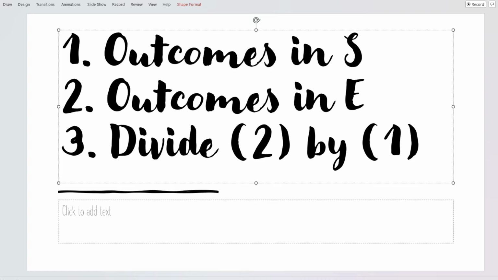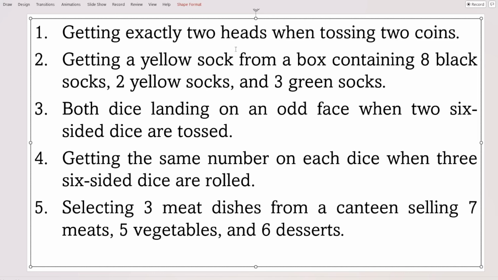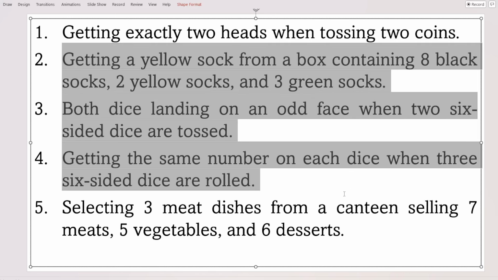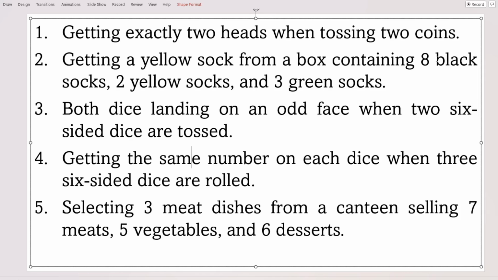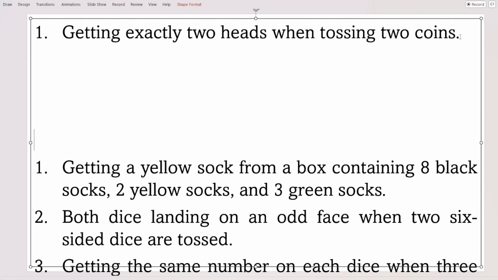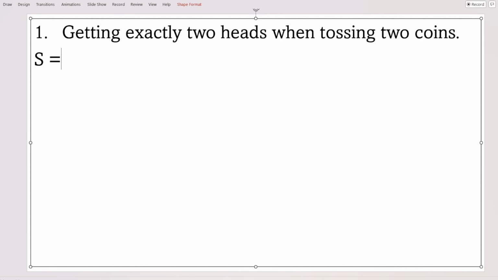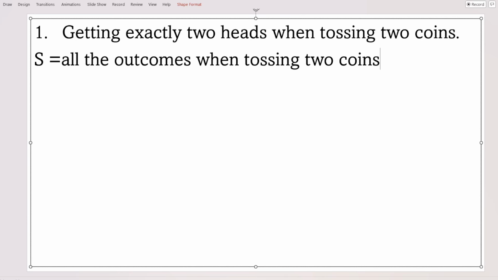Okay, so we dive straight to our first five problems. We have here getting exactly two heads, getting a yellow sock, landing on an odd face, etc. Let's start with number one: getting exactly two heads when tossing two coins. So we have to look at S. S here is basically all the outcomes when tossing two coins.